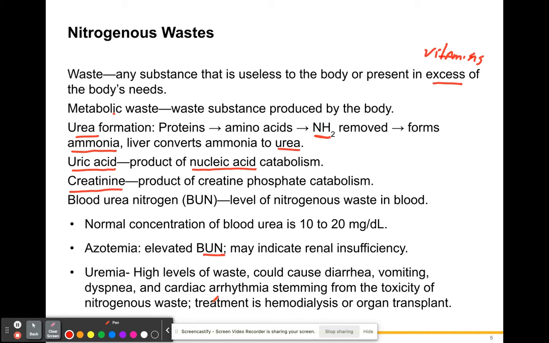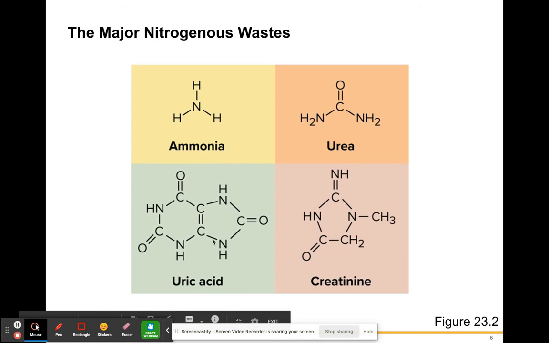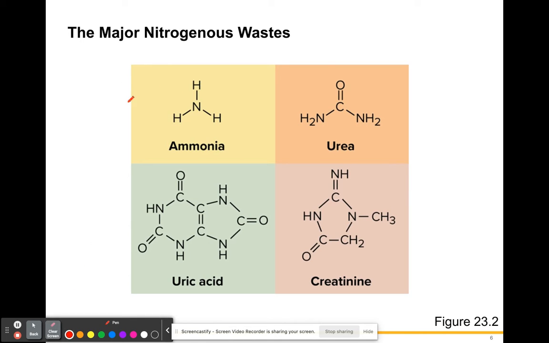Okay, treatments for that could be hemodialysis, which is filtering the blood, or basically taking your blood out of you, filtering it through a machine, and then giving it back to you. That's what dialysis is basically, or organ transplants, getting a new kidney. But that is your last form of treatment, because it's so difficult to get.